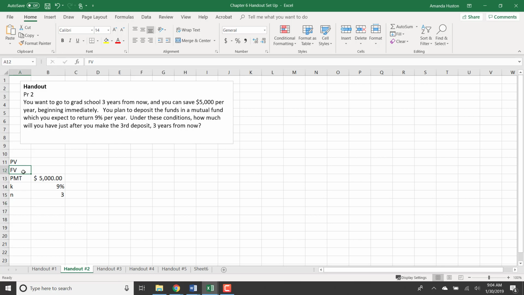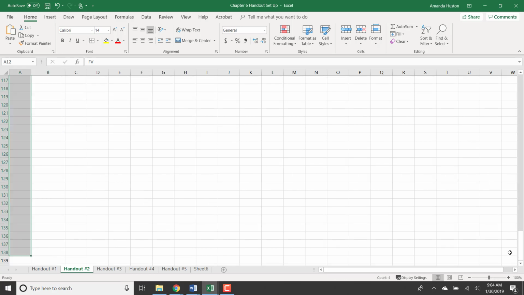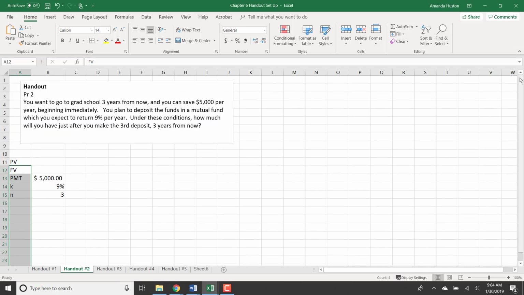So we're solving for, and now there are 2 different types of annuities. There's an ordinary annuity and an annuity due. One is that it starts earning interest immediately. In this problem, it says you can begin immediately. So instead of depositing the $5,000 at the end of the first year, we deposit at the beginning. That gives us more time to earn interest. So there's a way you represent this in Excel.